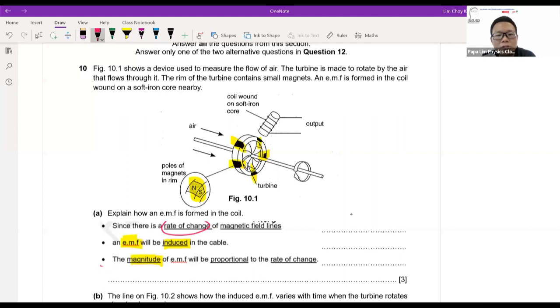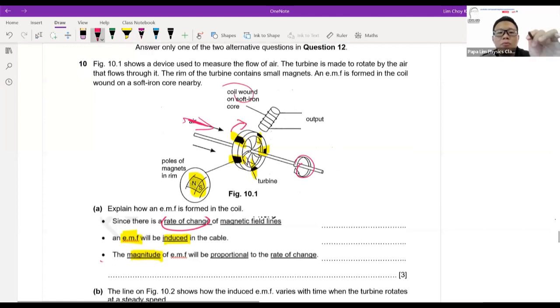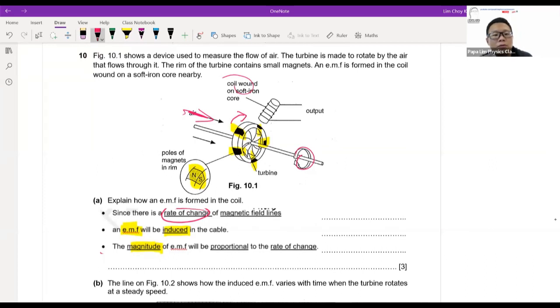turbine or this rod is actually being rotated by the wind. So as the wind comes by, you'll find that the rod will actually rotate. And when it rotates, what happens? EMF is induced, and Faraday's law takes effect. As I rotate, the magnet will be moving towards the coil. And when I move towards the coil, you have a rate of change of magnetic field lines, which is one of the keywords. And when there's a change in magnetic field lines, there will be EMF induced.